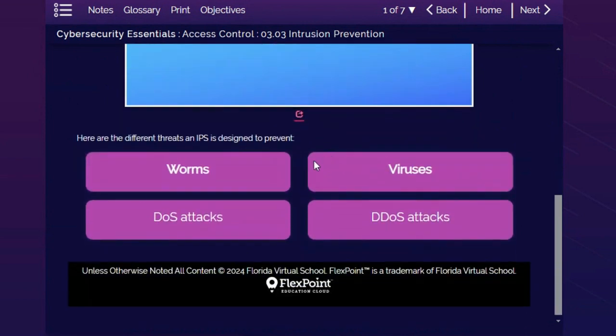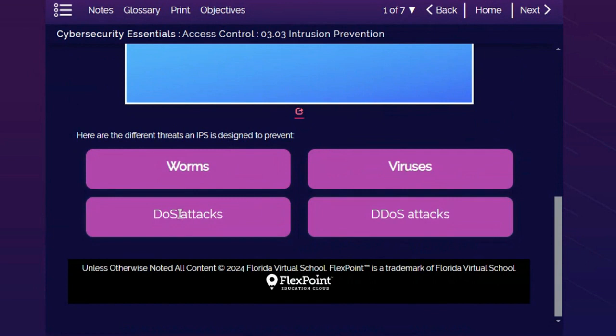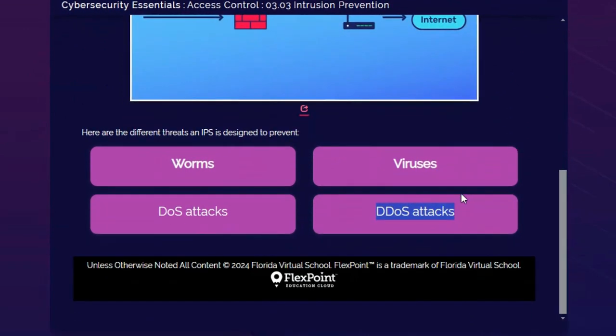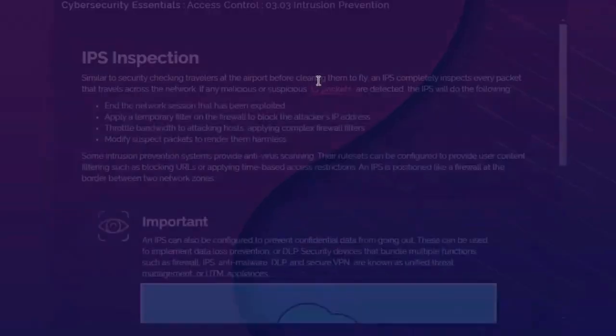So here's the different threats that an IPS is designed to prevent. Worms, viruses, denial of service attacks, and DDoS attacks. All right, so these are the ones that it's trying to keep out that firewalls struggle with a lot of times.